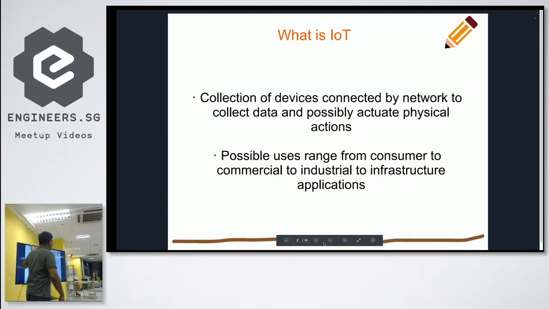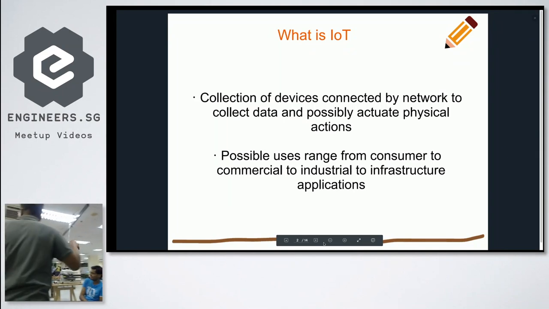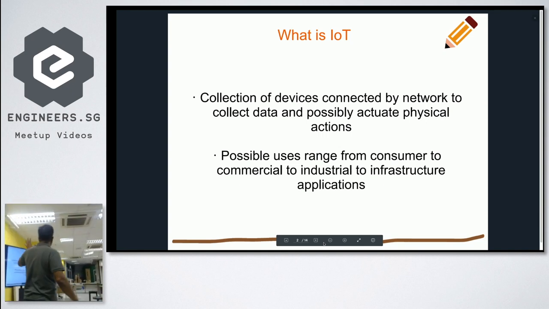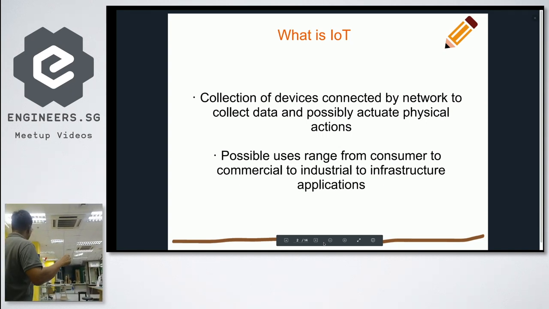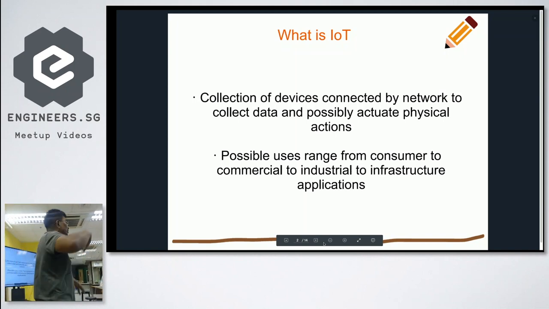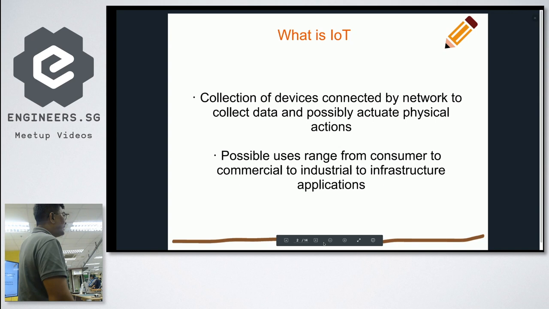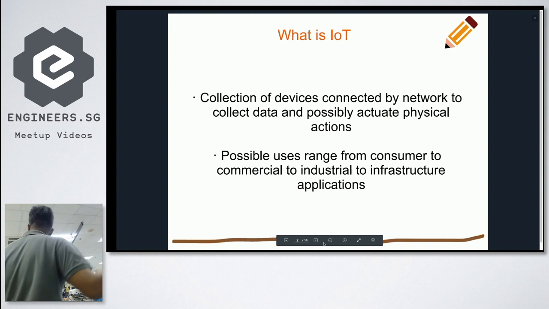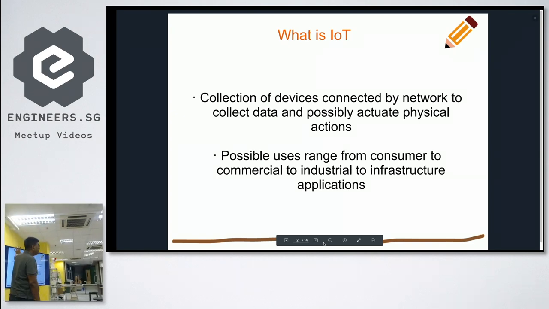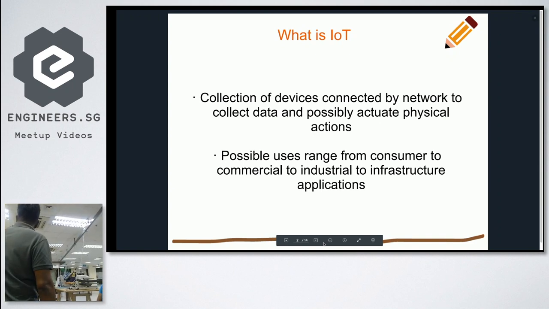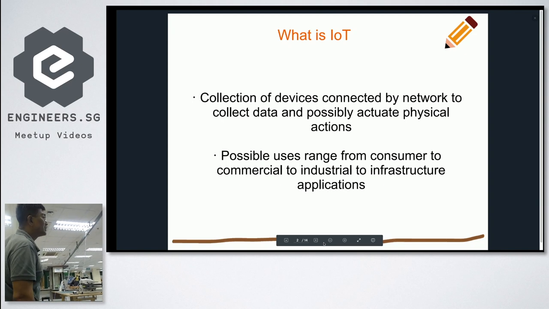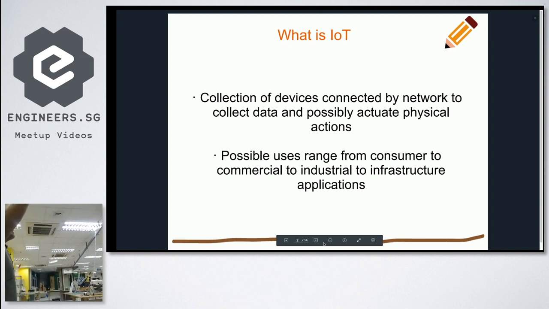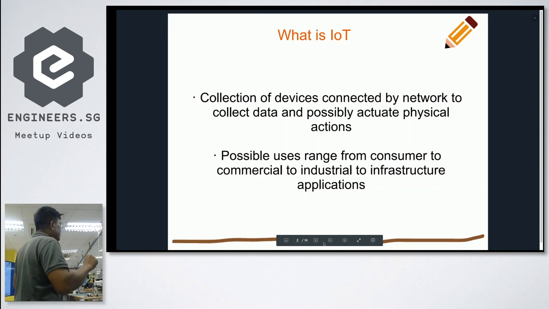Just to refresh myself and some of you, IoT is a collection of devices connected by some network, be it wired or wireless, to collect data and possibly actuate physical actions. You want to collect data from all over the place, from lampposts to inside the homes, and actuate washing machines and water pumps outside. The possible uses of IoT range from consumer to commercial to industrial and infrastructure applications. It's pervasive everywhere. This is what IoT is meant to do.